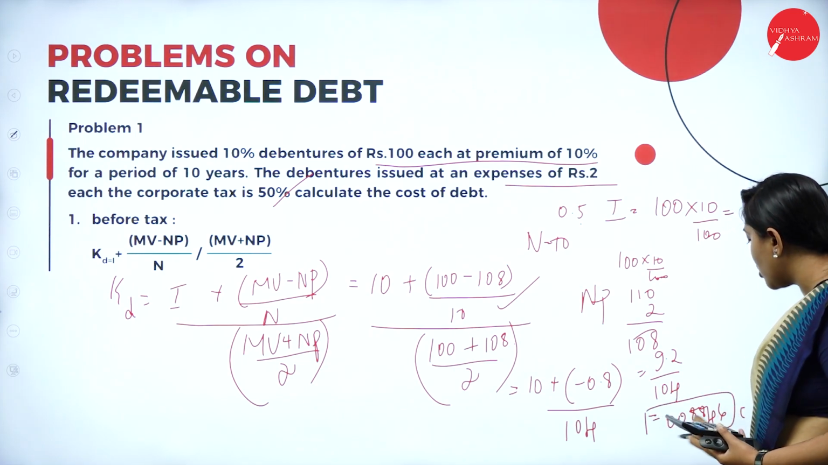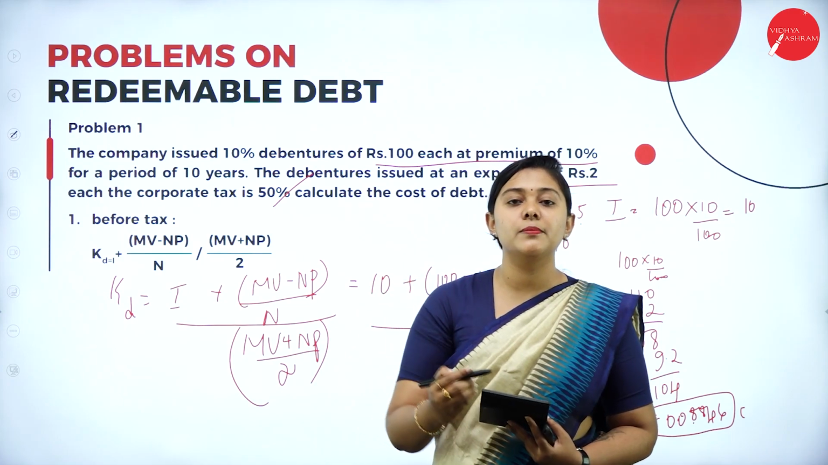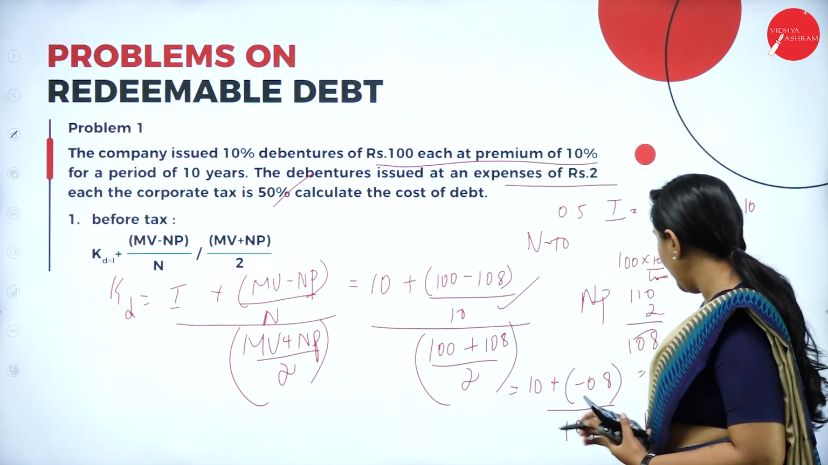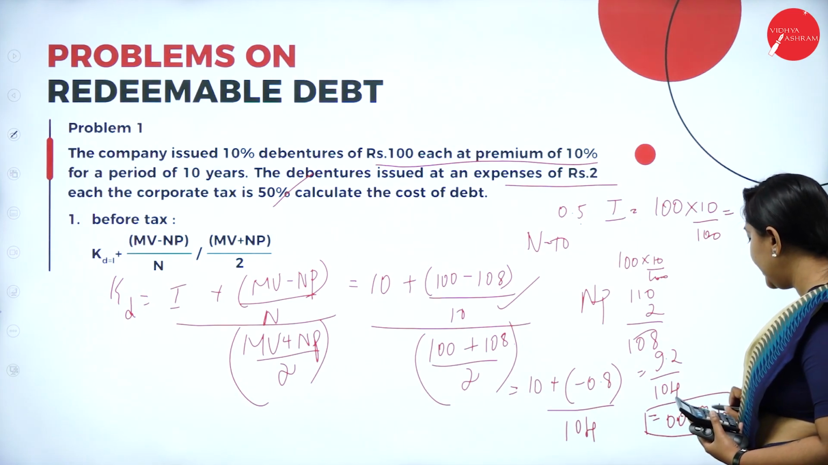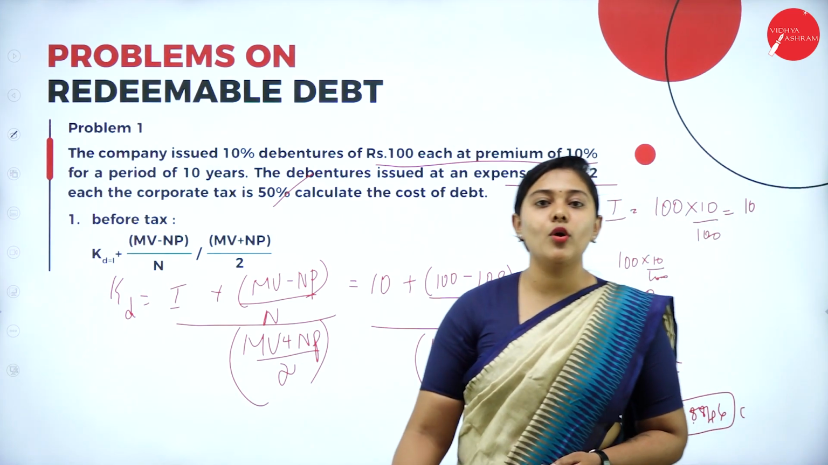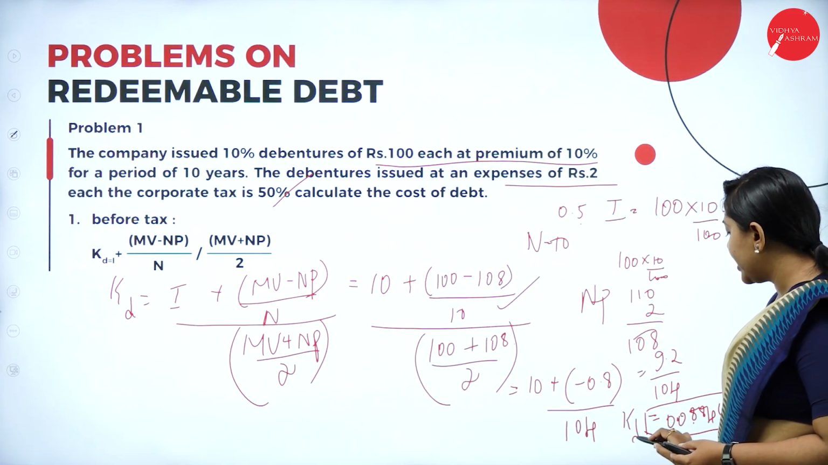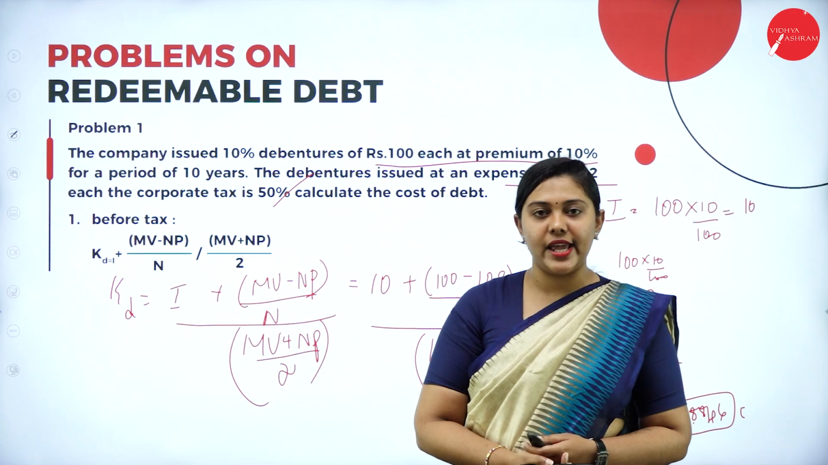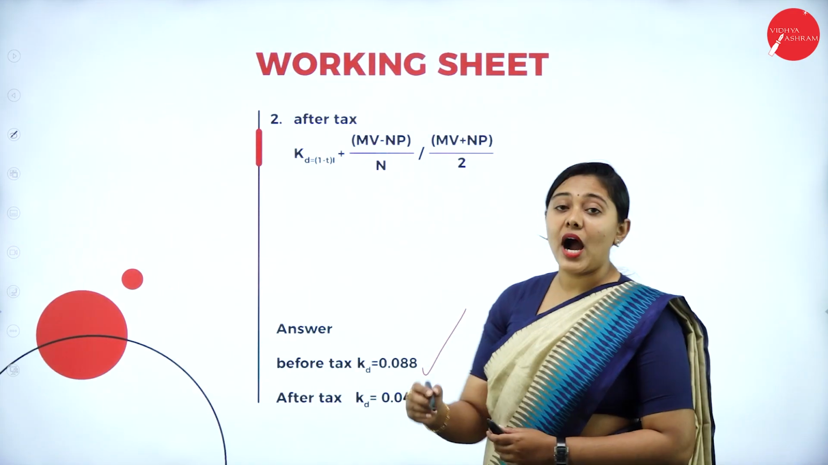So what is the cost of debt? That is your before tax redeemable debt. 0.08846 is the answer for before tax redeemable debt. Moving forward, let us solve the problem after tax.